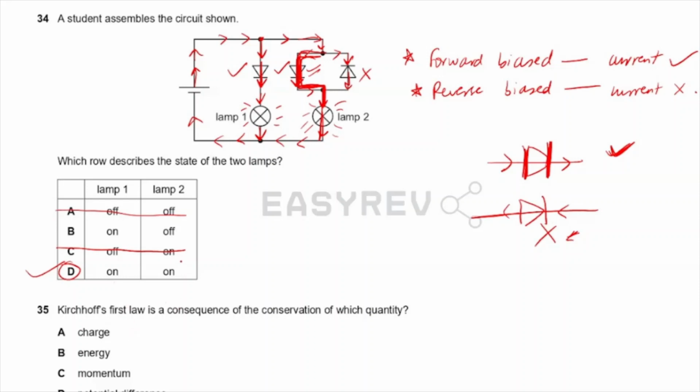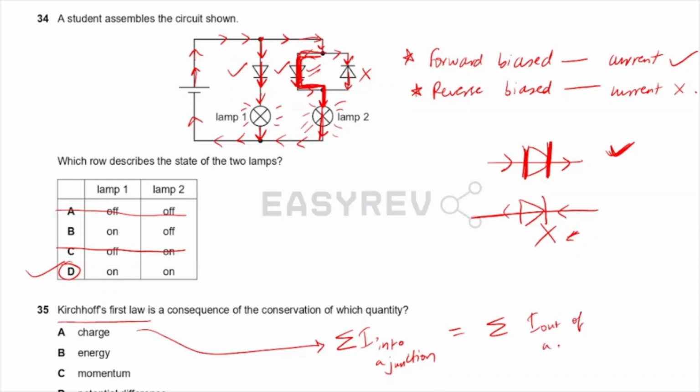Kirchhoff's first law is a consequence of the conservation of which quantity? Here we recall that Kirchhoff's first law states that the current going into a junction, total current that is, we can represent that total by using the sum notation. So the sum of current entering a junction equals the sum of current going out of a junction. Current is a quantity, so there's no loss of current occurring, no gain of current occurring. Current is a quantity that is related to charge, and so charge is the quantity that's being conserved in the first law. Now on to the next one.